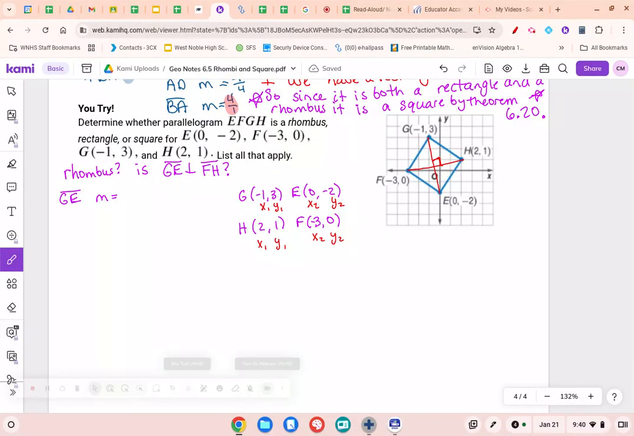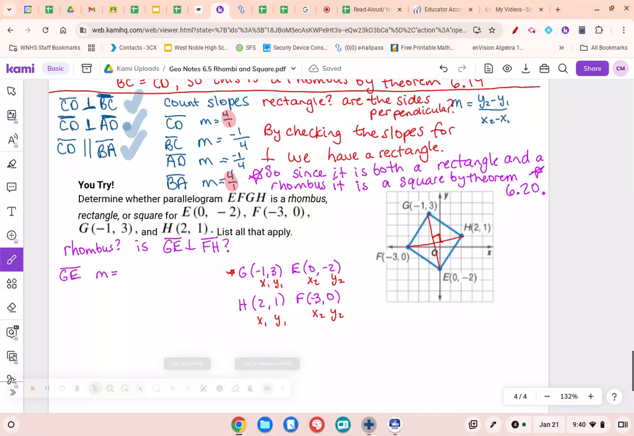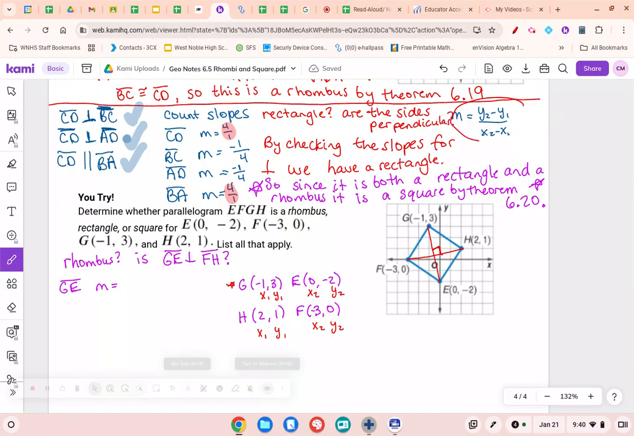Either way, for GE, I have these points right here. I am going to plug them into the slope formula that I wrote up here. So we have -2 minus 3 over 0 minus a -1. This gives me -5 over 1, which means my slope for this is just -5.